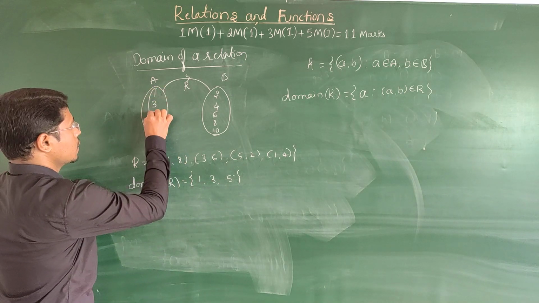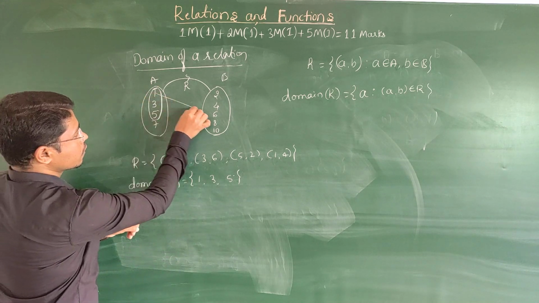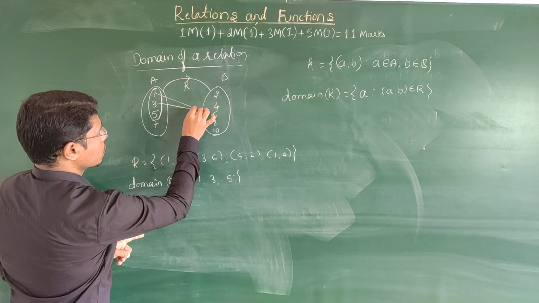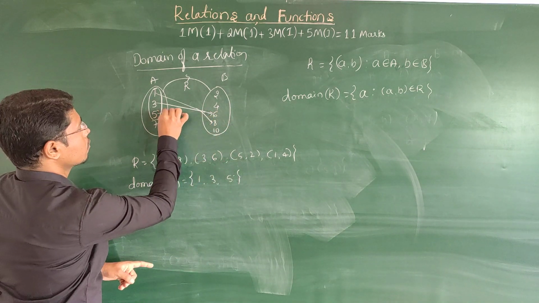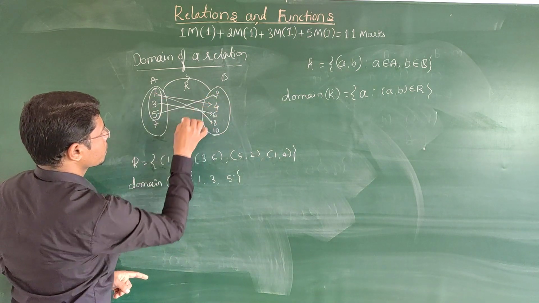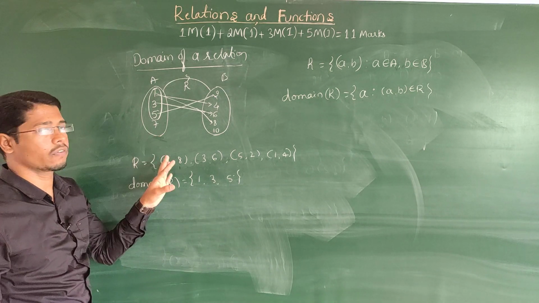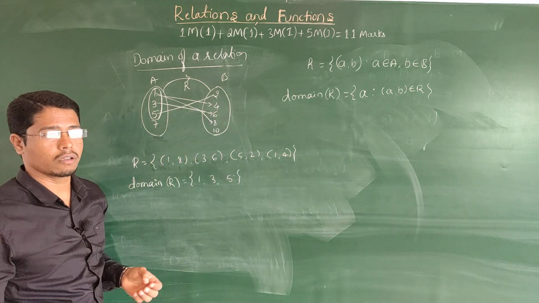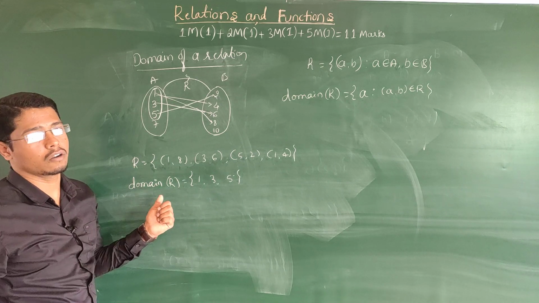So it is your domain. 1 is related to 8, 3 is related to 6, 5 is related to 2, and 1 is related to 4. Here 7 is free. It is not related to any element of the set B. Therefore it doesn't come under the domain.